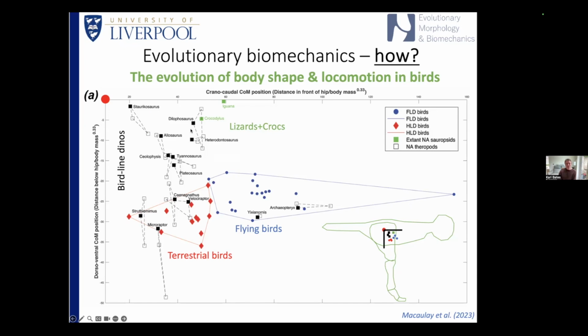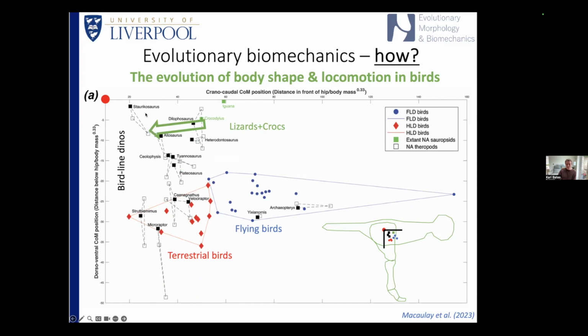So what do we see in terms of evolutionary patterns? Well, if we use modern crocs and lizards as an analog for dinosaur ancestors, their quadrupedal ancestors, then it would appear that the evolution of bipedalism in dinosaurs did exactly what you'd expect. It resulted in a backward shift in the center of mass towards the hip.